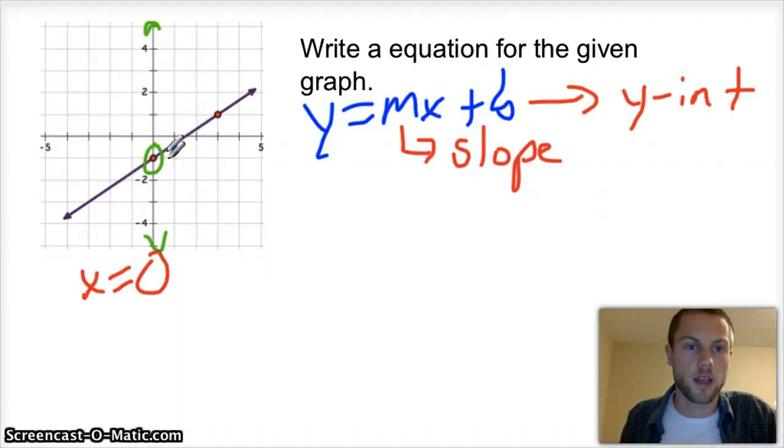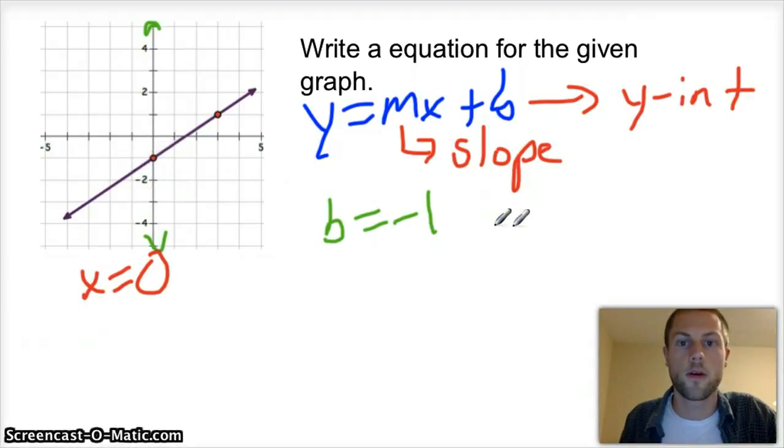Anyways, this one looks like I can easily spot my b, my y-intercept. So my b is going to equal -1. All right, we're going to grab that in just a minute, but next let's calculate the slope. So let's see if I can erase that. Okay, good. Next, let's take a look at the slope.